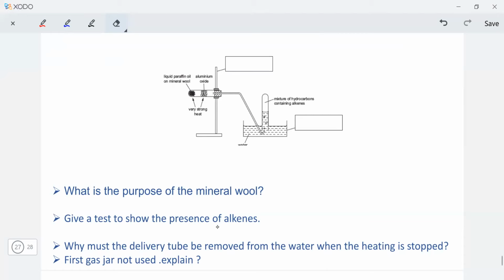Give a test to show the presence of alkenes. How can we test for alkenes, any unsaturated hydrocarbon? Bromine water. The color change is from orange into colorless.